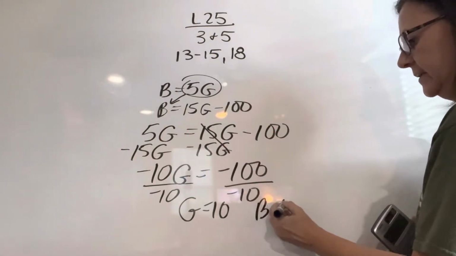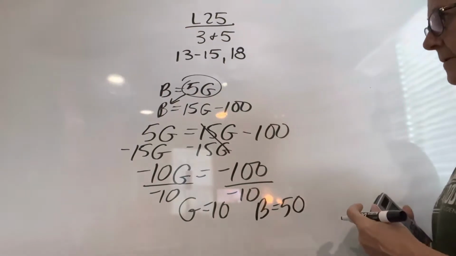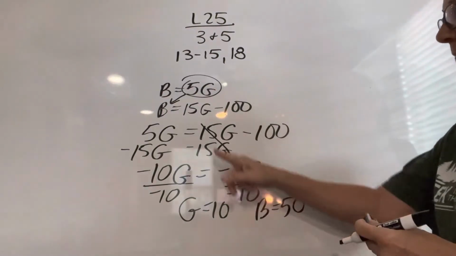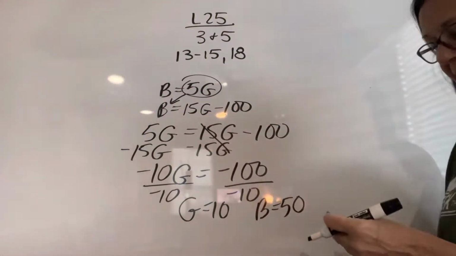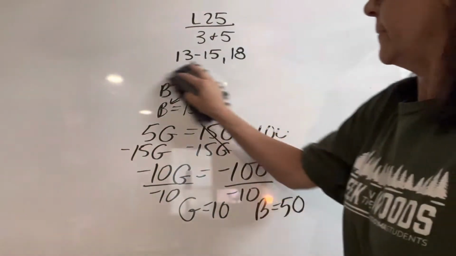5 times that. Which makes sense because that would be 150 minus 100 is 50. All right, so it works both ways. That's number 3. Number 5.